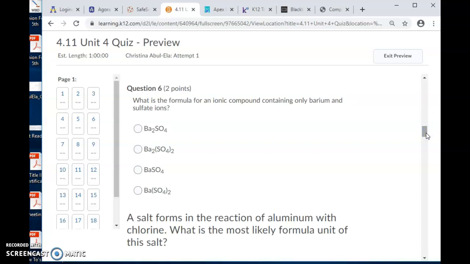Question 6. What is the formula for an ionic compound containing only barium and sulfate ions? Ba2SO4, Ba2SO4 2, BaSO4, BaSO4 2.